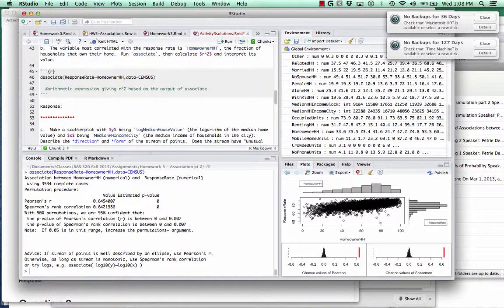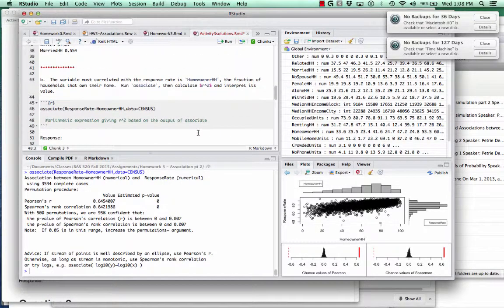So basically we see a positive relationship because the trajectory is heading up and to the right. We see that it's well described by a straight line, so it's linear, and it's moderately strong. There's a bunch of vertical scatter here, but I can definitely see some sort of pattern. I can see a trend. Okay, so what is the numerical measure for the strength of this relationship? What is Pearson's correlation? Well, we look in the output of associate, and it looks like the value is 0.645.